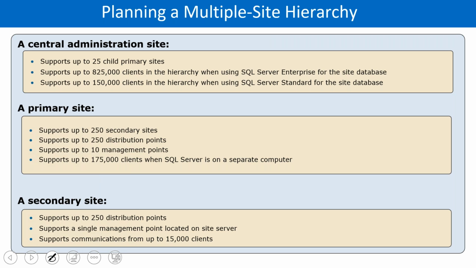One secondary site can have 250 distribution points and one management point. These distribution points and management points we will discuss later on. This is the one which I am discussing now. One secondary can support up to 15,000 client machines.